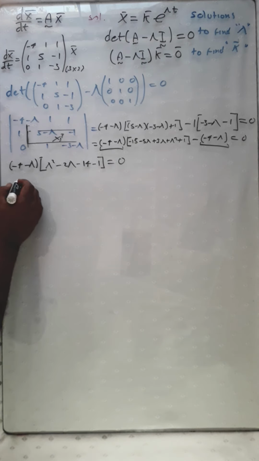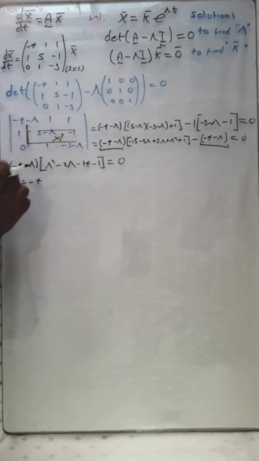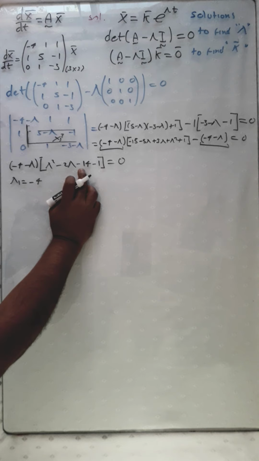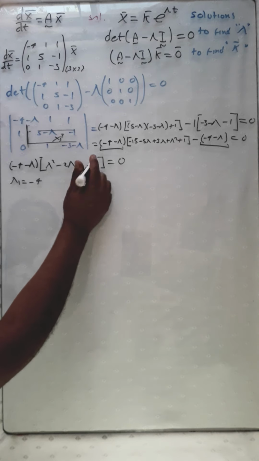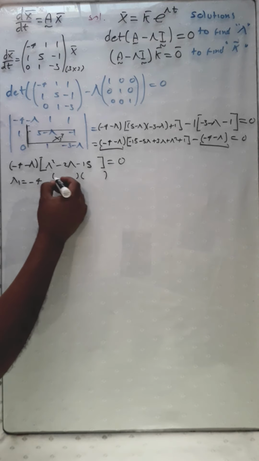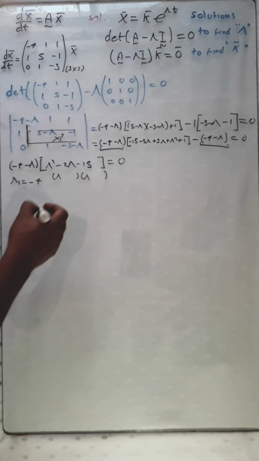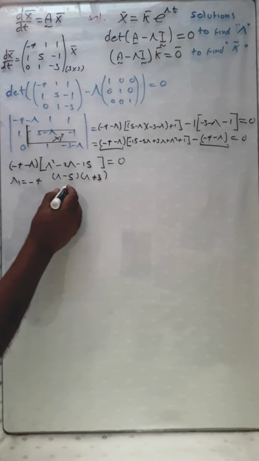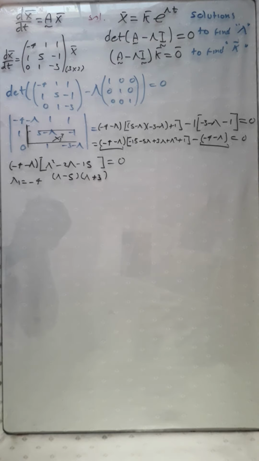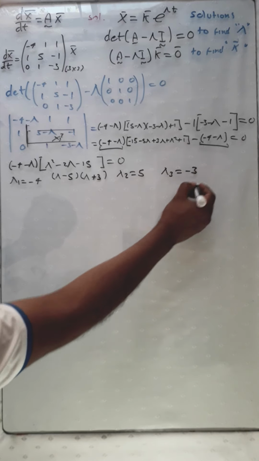Now, from here I can see the first value of lambda. Lambda 1 is equal to minus 4 from this factor. If I replace the minus 4 here, this becomes positive, and then this is 0. The only thing left is the other one. Now, this minus 14 minus 1 is going to be minus 15. Tell me two numbers whose multiplication is minus 15 and whose addition is minus 2. What about minus 5 plus 3? This times this is minus 15, and the addition is minus 2. So I can see that lambda 2 is equal to 5, and lambda 3 is equal to minus 3.